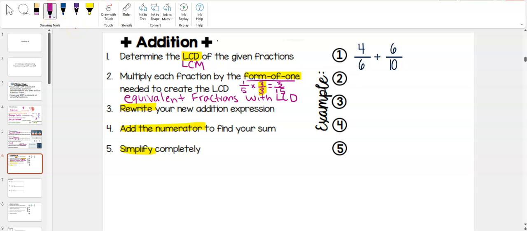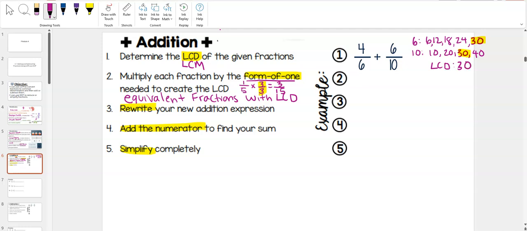So let's start with step 1. I'm going to find the LCD or LCM of 6 and 10. So I'm going to go ahead and do the skip counting, the listing way, and skip count through my 6's. 6, 12, 18, 24, 30. That's 5. 1, 2, 3, 4, 5. Okay, 10, 20, 30, 40. Oh, we already got our 30s. So our LCD is 30. Okay, and that was step 1, is finding our LCD, which is going to be 30.